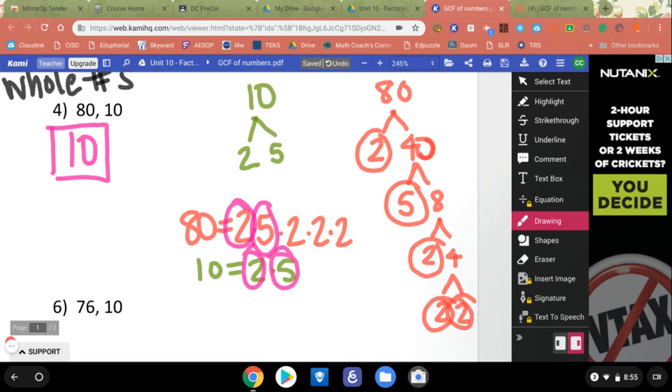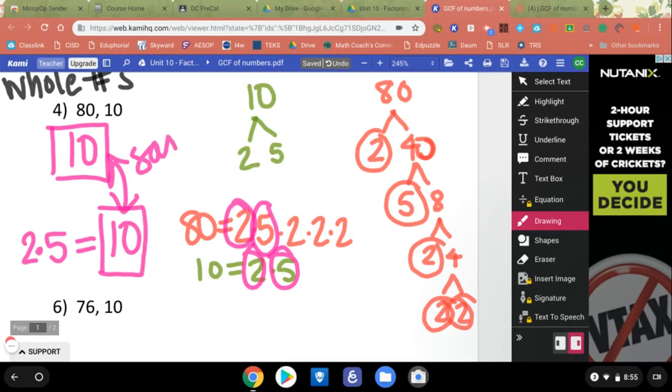So that means my greatest common factor is 2 times 5. And 2 times 5 is 10. So 10, see, same thing. 10 is my GCF. Again, this to me is a little bit harder because this is my prime factoring.